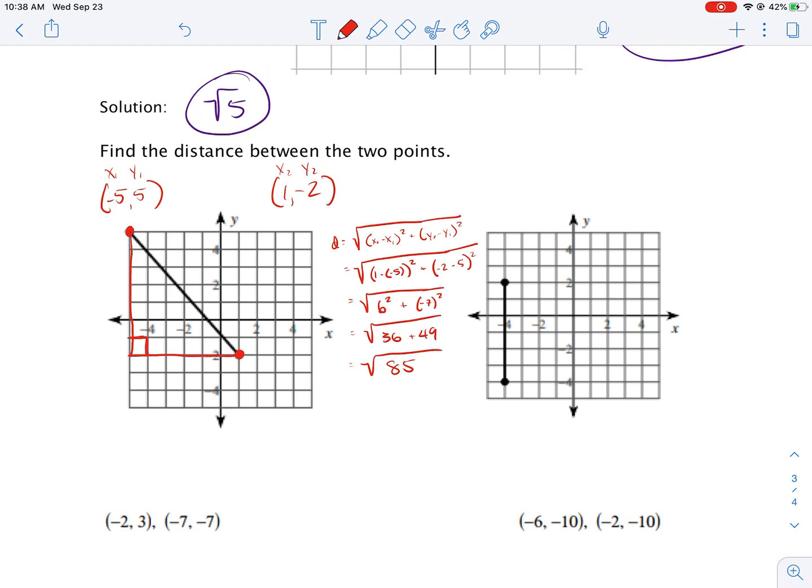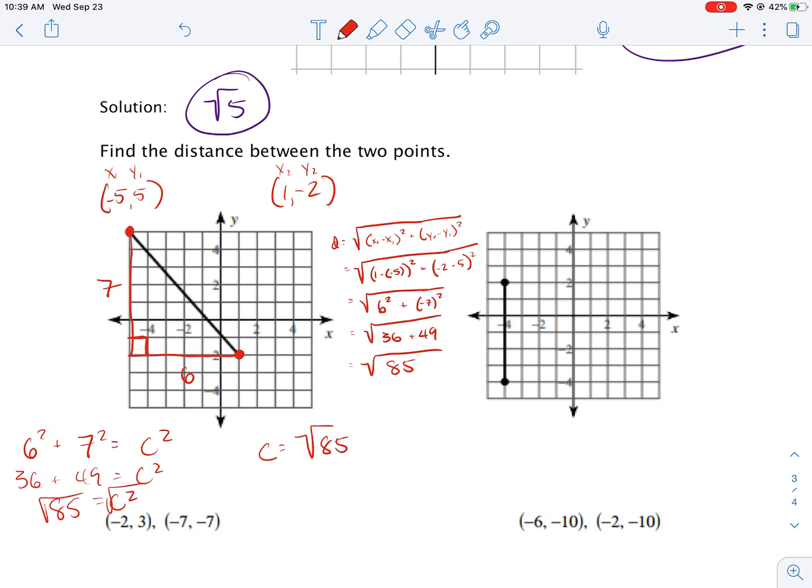Okay? So I'm going to count my units here. So 1, 2, 3, 4, 5, 6, 7. 1, 2, 3, 4, 5, 6. So a squared plus b squared equals c squared. And again, you can see 36 plus 49 equals c squared. We end up getting 85 is equal to c squared. Take the square root. C is equal to the square root of 85.